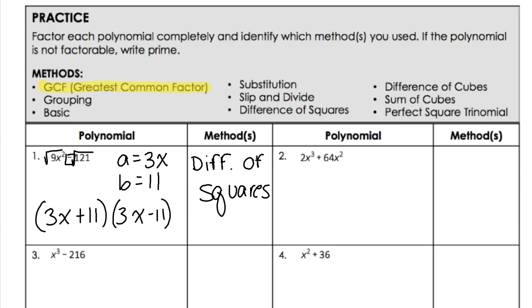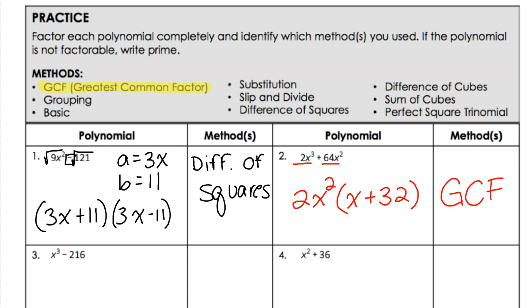All right, looking at number 2. If I'm looking, 2 and 64 definitely have a common factor, and so do x cubed and x squared. So I am going to take out the greatest common factor of these two. Their greatest common factor that they are both divisible by is 2 and x squared. So when I divide that out, I'm left with an x and a plus 32. And then I just double check the polynomial that I'm left with is x plus 32, which is first degree. We can't factor those any further. So that is the only method I need for that one.